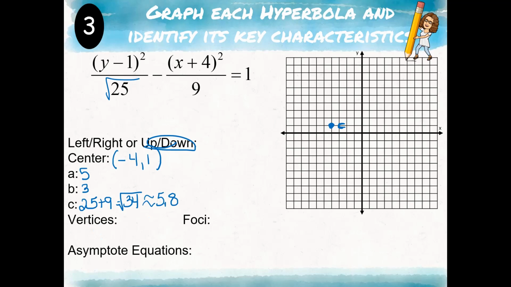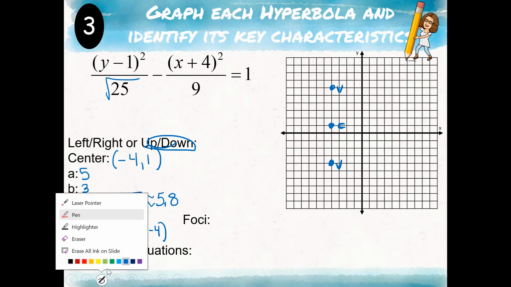Now, let's find our vertices. My vertices, I have to go up and down my A value from my center. So I'm going to go up and down 5. So 1, 2, 3, 4, 5. That's one vertex. And then 1, 2, 3, 4, 5. That's the other vertex. Let's write those ordered pairs out. It looks like this guy is at negative 4, 6. And the other one is at negative 4, negative 4. Notice, that is the center plus or minus 5 on the y value, because that's honestly what we did, right? We went plus or minus 5 on the y.